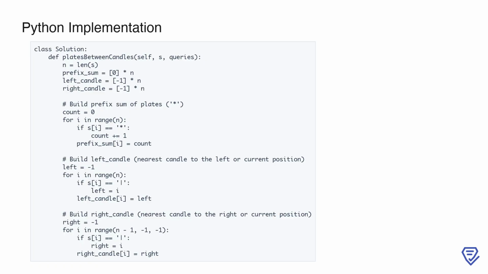Similarly, we populate the right_candle array, but this time, we traverse the string in reverse. We use a right variable to store the position of the last candle encountered during the backward iteration. For every index, we record the nearest candle to the right, or -1 if there isn't one. These pre-computed arrays will allow us to answer each query in constant time.